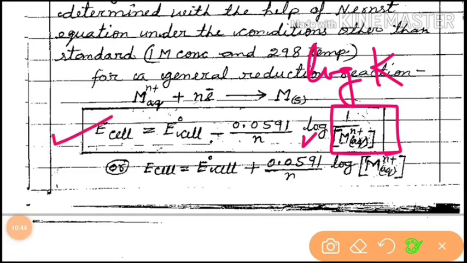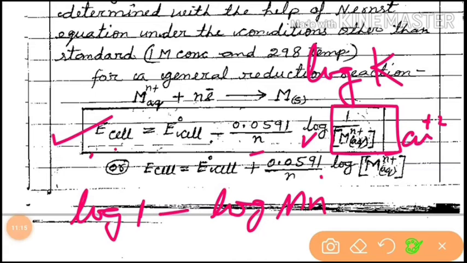So this is the formula. Whenever any single half cell is given and we need to calculate the E cell, we use this formula: E cell is equal to E naught cell minus 0.0591 upon N log K, and K is equal to 1 upon Mn plus. Now log 1 upon Mn plus, we can open it as log 1 minus log Mn plus. Then we take the minus common, so the minus will become plus.